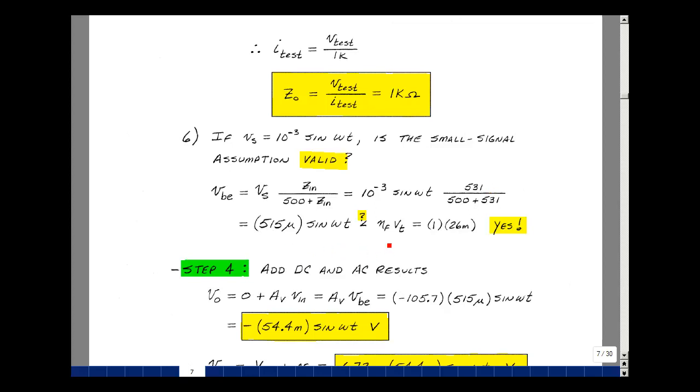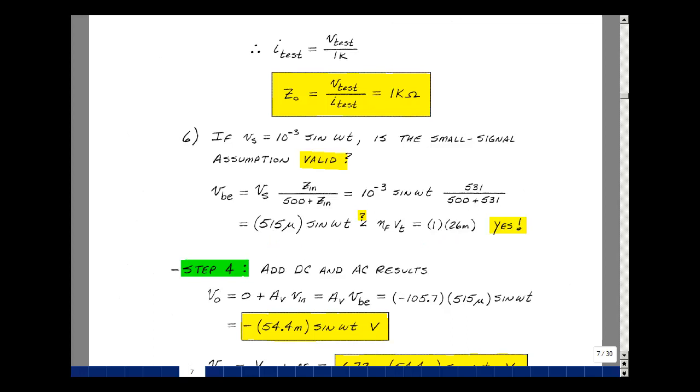Was that less than or equal to 8 times V sub t? The sine goes between plus and minus 1, but the biggest it'll ever be is 1. And this is just a constant, 1 times 26 millivolts. 26 millivolts is greater than 515 microvolts. Our assumption of small signal was valid.